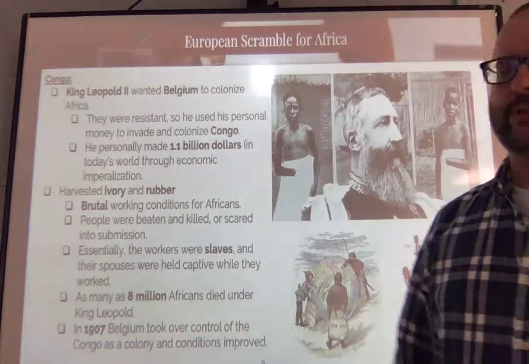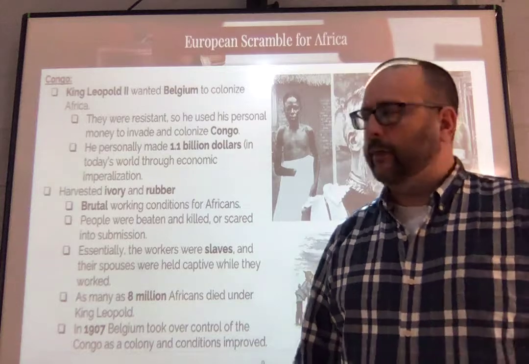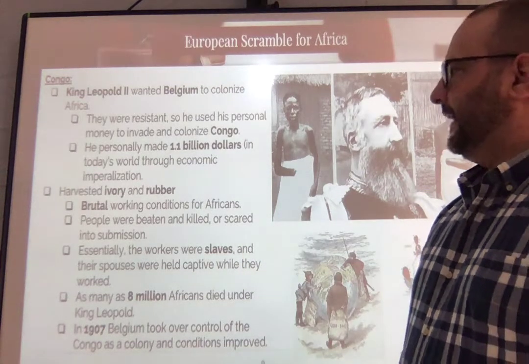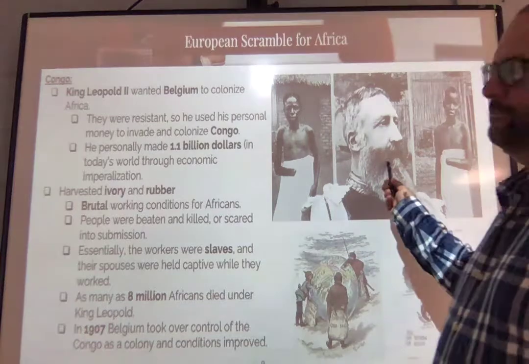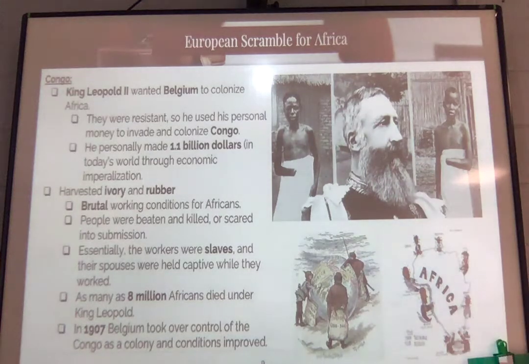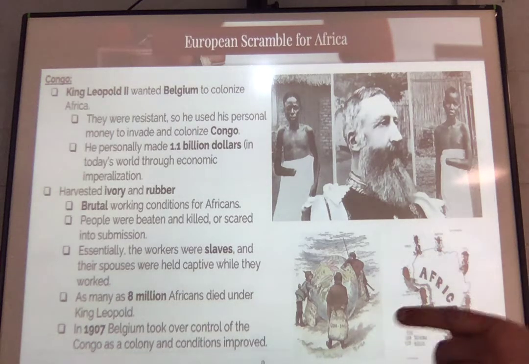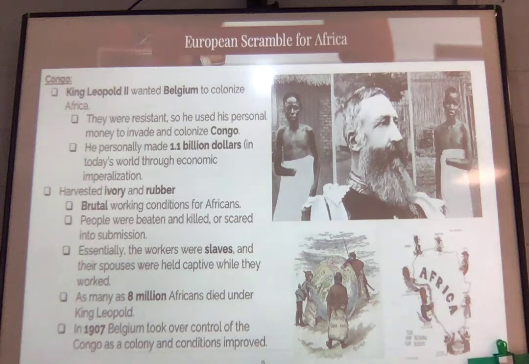In my regular world history class, we talk about this in great detail, and that is the Belgian occupation of Congo. King Leopold II, who's right here, he wanted Belgium to colonize Africa. Now, the Belgians were resistant, so he will use his own personal wealth to invade and colonize Congo.